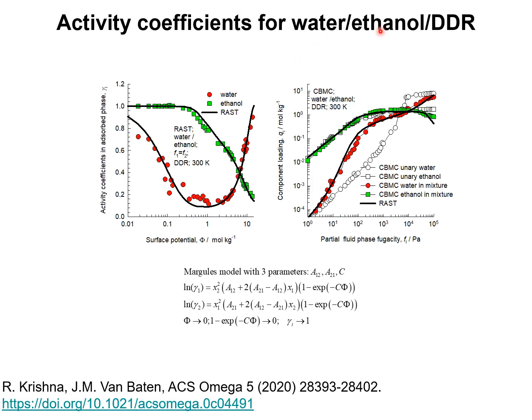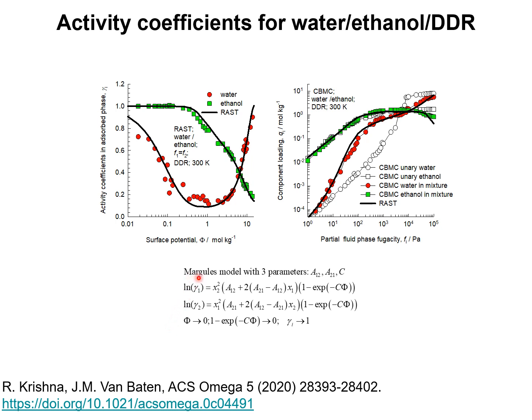For water ethanol mixture adsorption in DDR zeolite, the CBMC data for mixture adsorption can be used to determine the activity coefficients gamma 1 and gamma 2 for water and ethanol. These are plotted in this graph as a function of the surface potential phi. The surface potential phi serves as a proxy for the pore occupancies. At very low pore occupancies, the activity coefficients for either gas molecule reduce to unity, as is also evidenced by the CBMC data. The continuous solid lines are the parameters of a model for the activity coefficients.